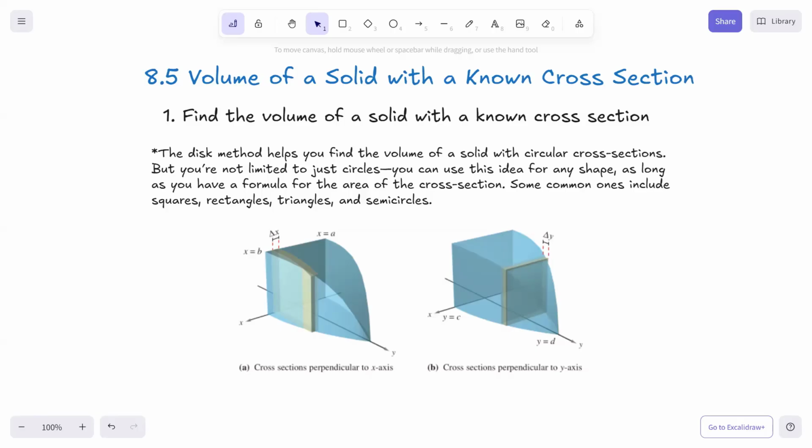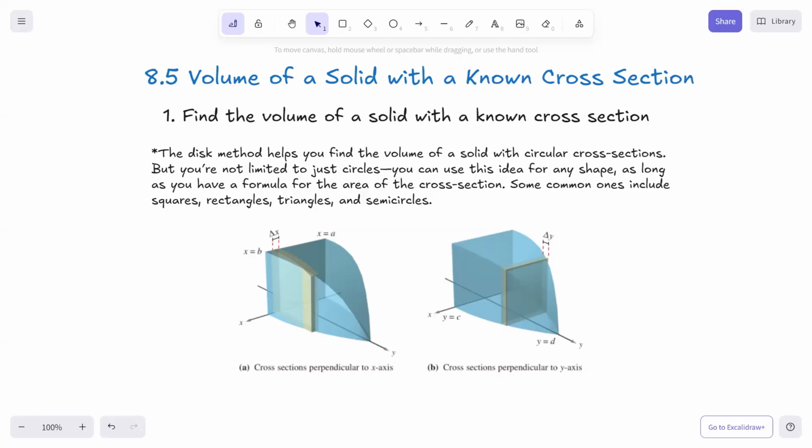You can use this idea for any shape as long as you have the formula for the area of a cross section. Common ones include squares, rectangles, triangles, semicircles. So the idea here is very similar. You want to cut the solid into thin slices using planes perpendicular to an axis and then add the volumes of all the slices to obtain the total volume. And like we said, this relies on the fact that the area of each cross section is known and can be expressed as a function of the position of the slice.